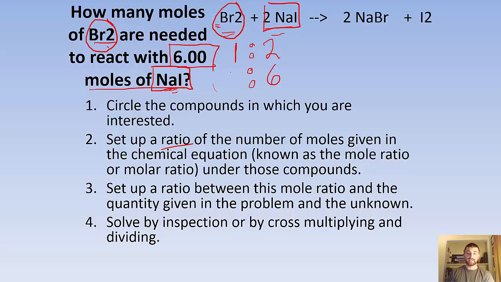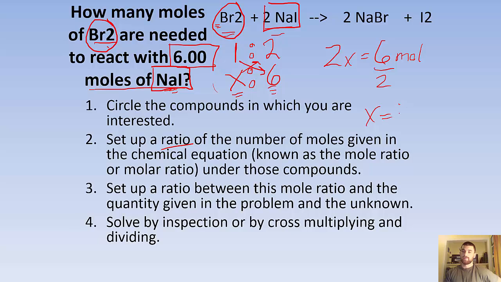All right, well, it's 6 right here. That's the box side. That's 6 moles of NaI, so it's on the 2 side. I'm trying to solve for Br2. So now I just can cross multiply and divide. I get 2x equals 6 moles. So now I just divide each side by 2, and you get x equals 3 moles. So that's my answer. That's how many moles of Br2 I would need to react with 6 moles of NaI.